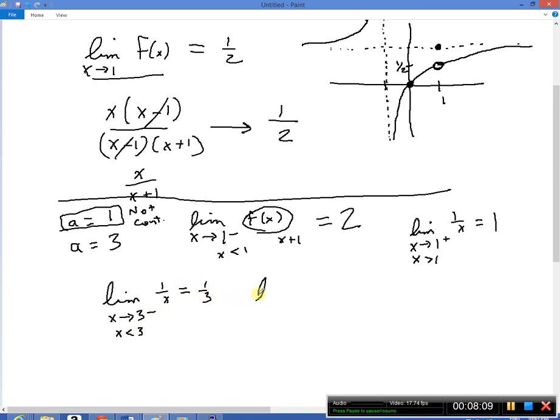Looking at the right, the limit as x approaches 3 from the right of this function means x is bigger than 3. So we have to use the formula square root of x minus 3. So you think of x getting close to 3. Well, that means that this is going to be 0. 3 minus 3. So the limit from the left is 1/3. The limit from the right is 0. So this function is also discontinuous at a equal to 3. So it's not continuous at either of those places.